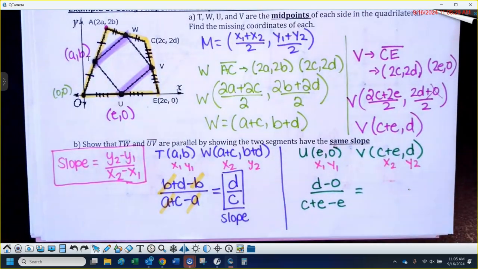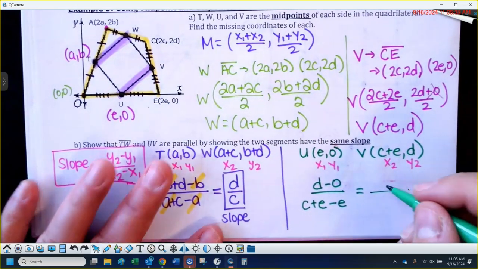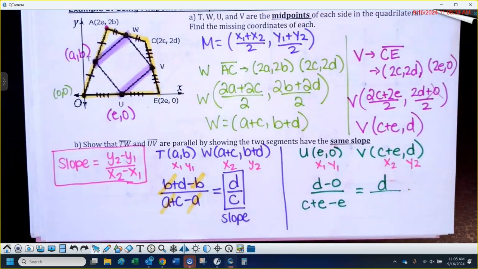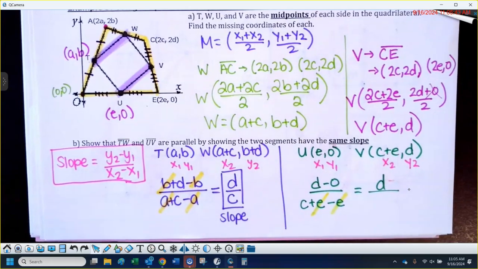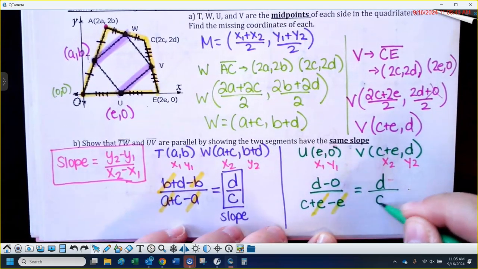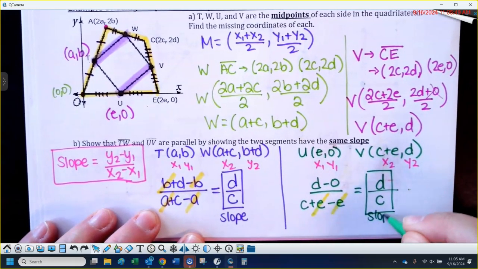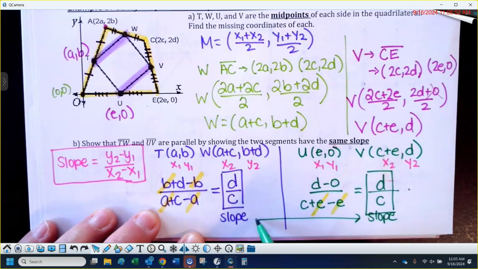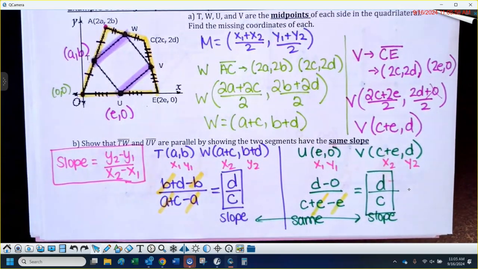And if we're showing these two lines are parallel, our slope should end up being the same. So if you guys notice, anything minus 0 is just that thing. So D minus 0, this is still D. And then on the bottom here, you have a positive E and a negative E both in that part. So those are going to cancel each other out. And you'll just be left with C. So this is the slope. And since these are the same, it shows that those two lines are parallel to each other. It's just like a little introduction to a coordinate proof here.